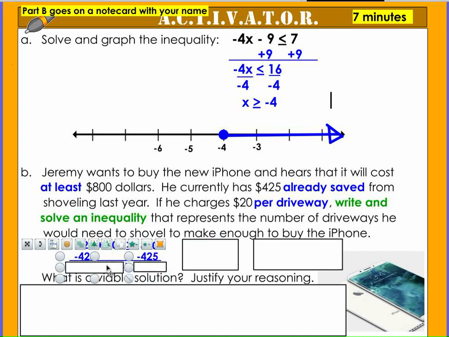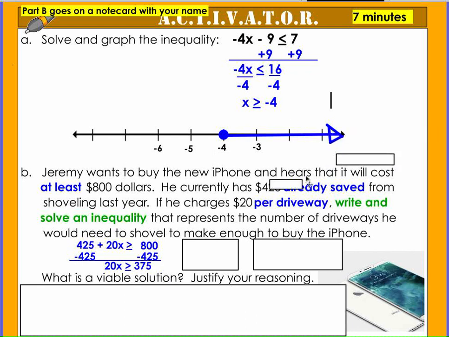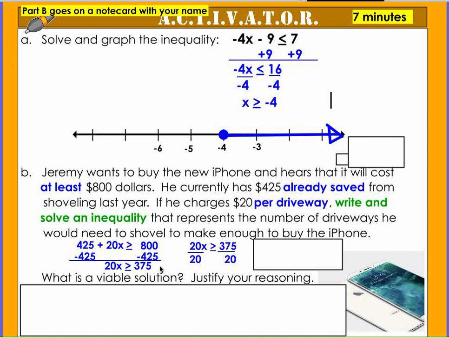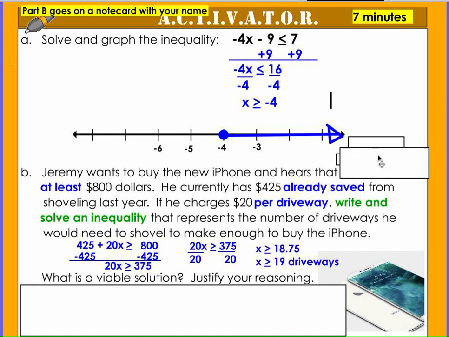When we do that, we're going to be left with, and I'll just move this here, 20x is greater than or equal to 375. When we go to solve that, we see here that we have to divide by 20 on both sides. This is my division bar on both sides. I'm going to end up getting 18.75. So I get x is greater than, not equal, but greater than or equal to 18.75.